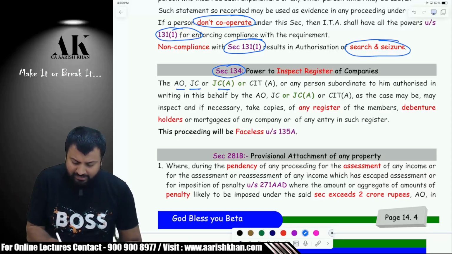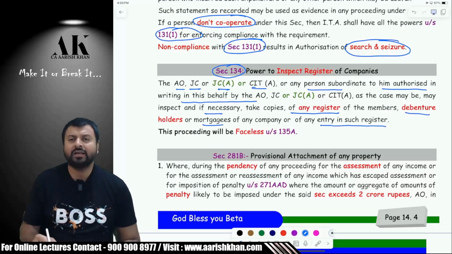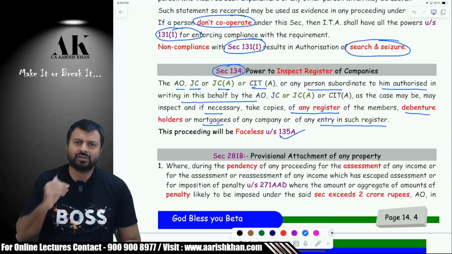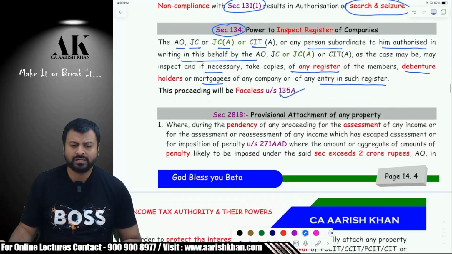The JC appeal and CIT appeal or any person subordinate to him authorized in writing in this behalf, as the case may be, if necessary, may take copies of any register of the members, debenture holders, mortgagee, or of any entry in such register. And such proceeding will also be done faceless now. The department will tell you online, and you have to send it online only, okay. I hope it is clear to all of you.